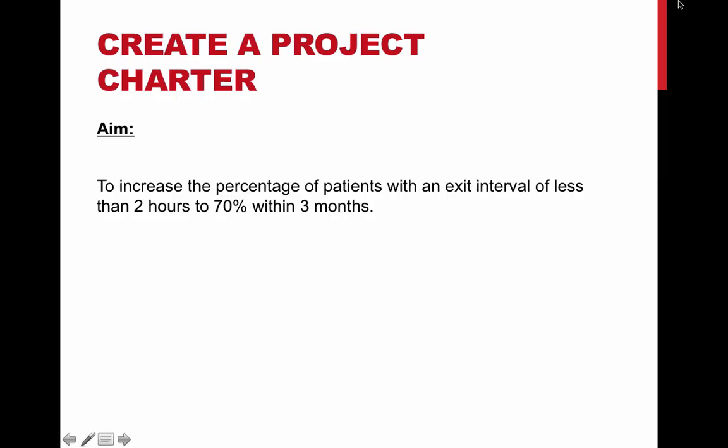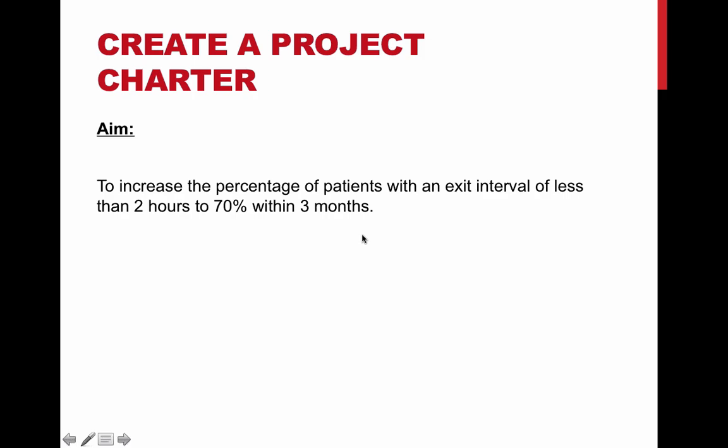So what they want to do is they want to increase the percentage of patients with an exit interval of less than 2 hours to 70%. So remember, right now it is 49%. They want at least 70% of their patients to be discharged or to leave the ward within 2 hours in the next 3 months. Okay. So now what they've done is they've set a clear aim, and this is something that is measurable.